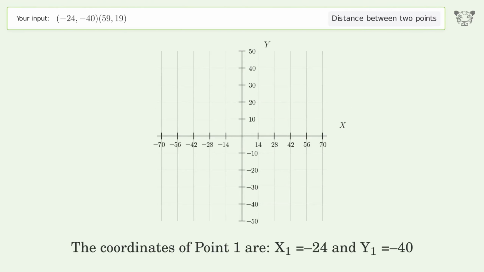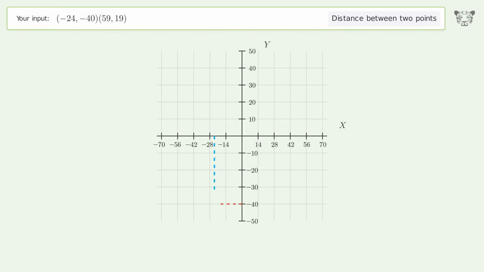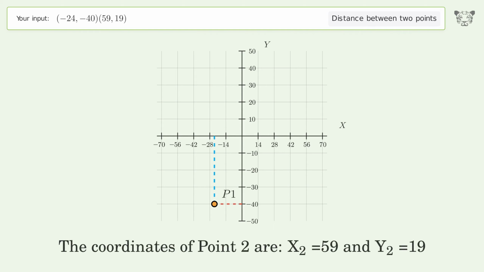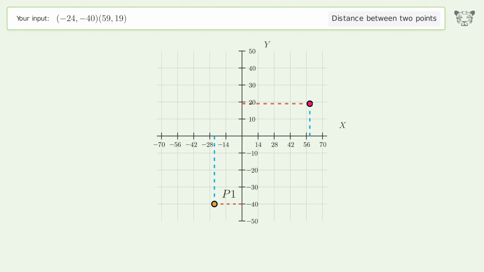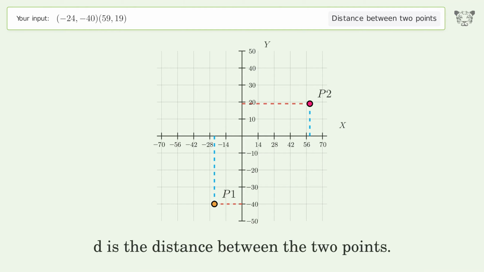The coordinates of point 1 are, x1 equals -24 and y1 equals -40. The coordinates of point 2 are, x2 equals 59 and y2 equals 19. D is the distance between the 2 points.